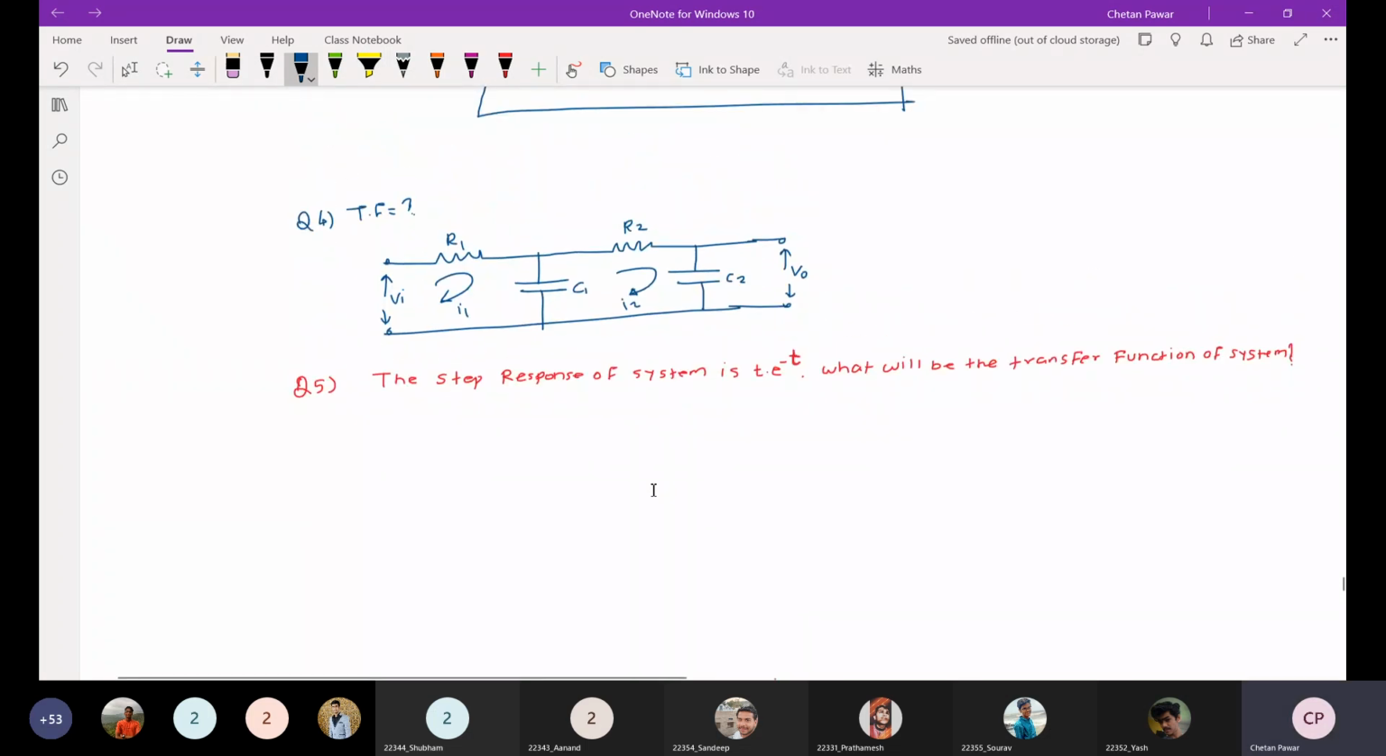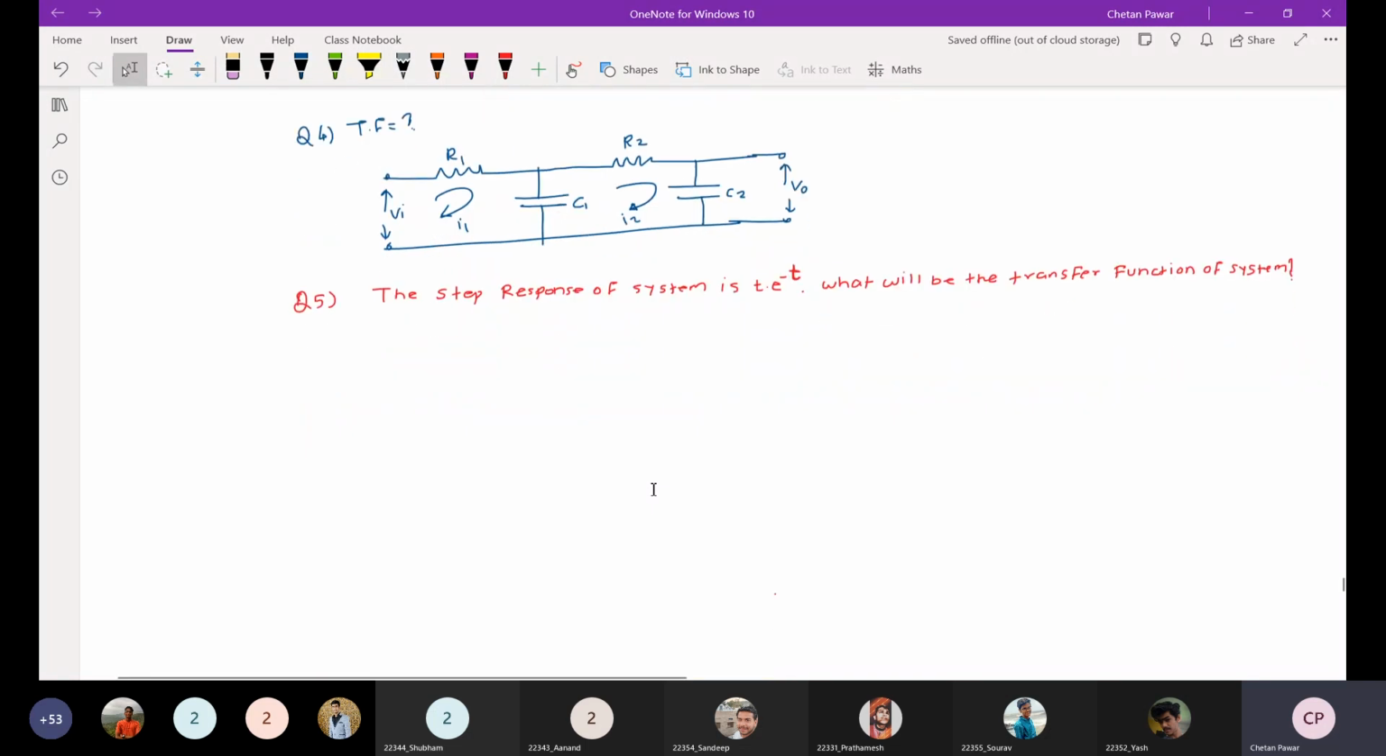There are two options. First, keep this circuit in time domain only and find the differential equation for this, and then convert into Laplace transform. Or you can convert the circuit first into S domain, and then apply KVL or KCL, whatever you want. Then the fifth question is: the step response of the system is t into e raised to minus t. What will be the transfer function of the system?